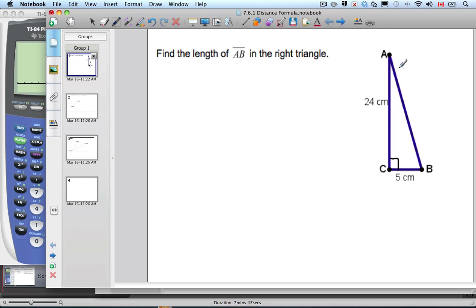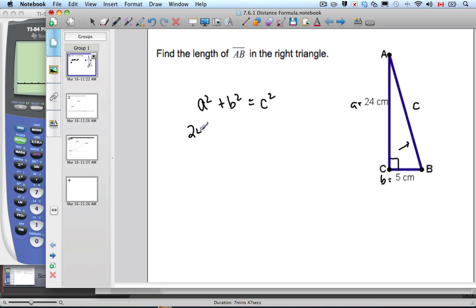How can we describe AB? If it's a right triangle, then I call that the hypotenuse, which is the longest side, opposite your 90-degree angle. So I know how to solve for that. I can use the Pythagorean theorem: A squared plus B squared equals C squared. C is always the hypotenuse, so that's the AB we're looking for, and this is A, and this is B.